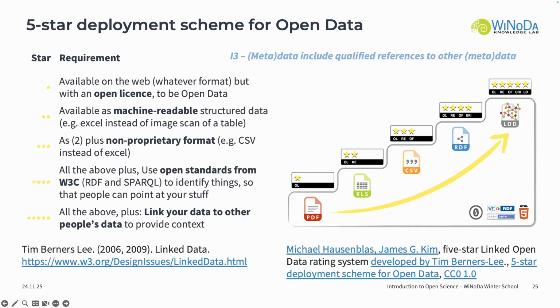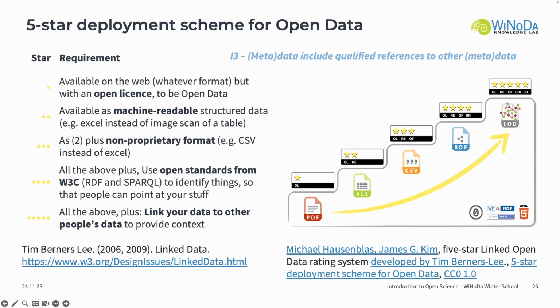The first star would be that you have your data in any format published on the internet with an open license. The second star would be that the data is also machine readable, so it is structured data, for example, an Excel sheet. And a third star would be that it is in a non-proprietary format, such as a CSV instead of Excel. And I think at least to the third star, you get quite easily. The next two steps are a bit more difficult and require technical knowledge.